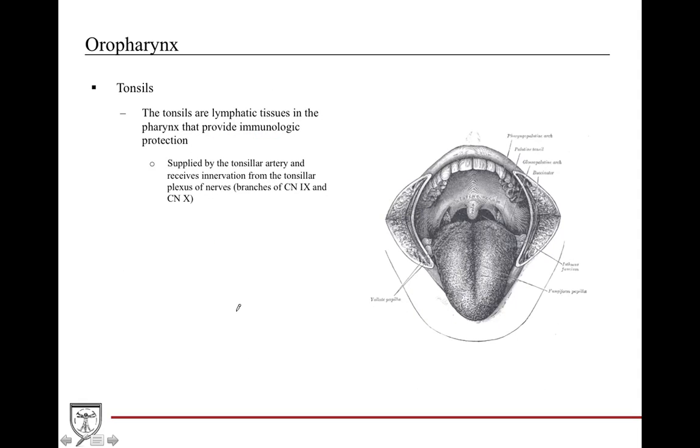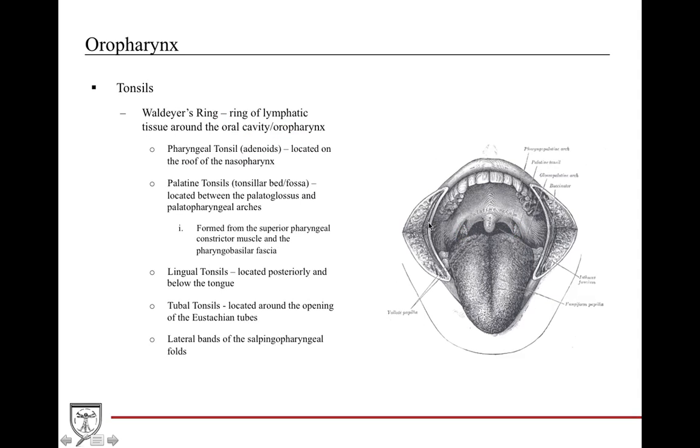And then of course you have your tonsils, and this is actually lymphatic tissue that is in the pharynx. It just helps with immunological protection. It's supplied by the tonsillar artery and receives innervation via the tonsillar plexus of the nerves, both glossopharyngeal and vagus. And you can even see right here, there's some tonsillar tissues right there and right there. It's actually very easy to see in people, especially when they have a very large oral cavity and oropharynx.